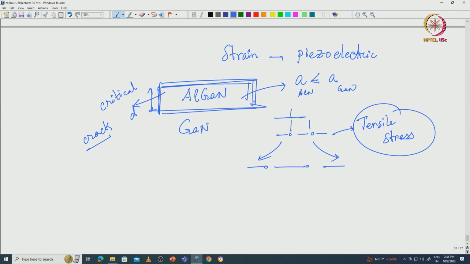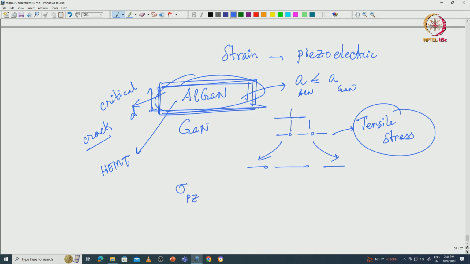Why do you grow aluminum gallium nitride on gallium nitride? Because only then you get something called a high electron mobility transistor. You need a material which has a wider band gap, and the polarization should be such that you can generate a two-dimensional electron gas at the interface, about which we will come very shortly. So, this strain gives rise to a polarization called sigma pz.